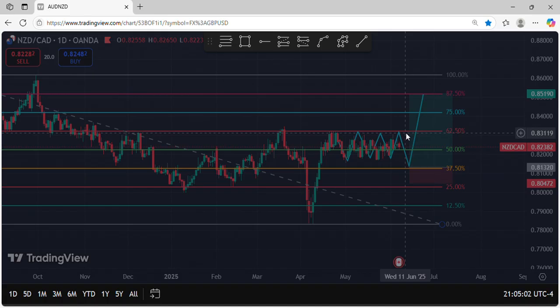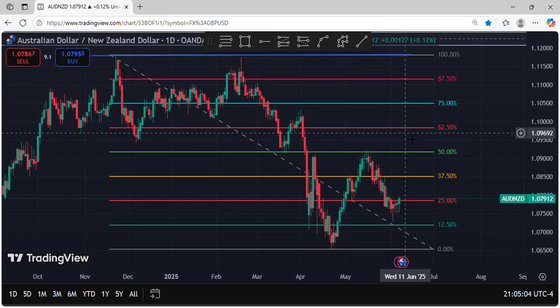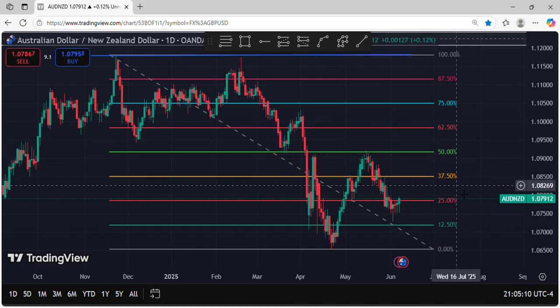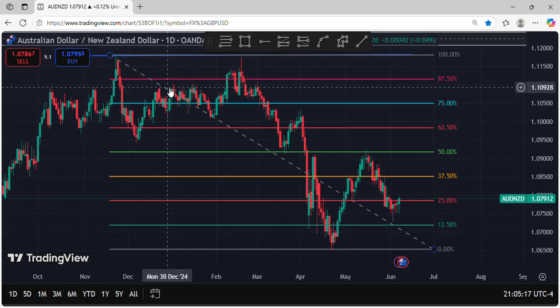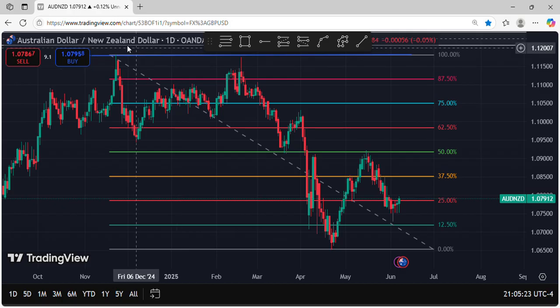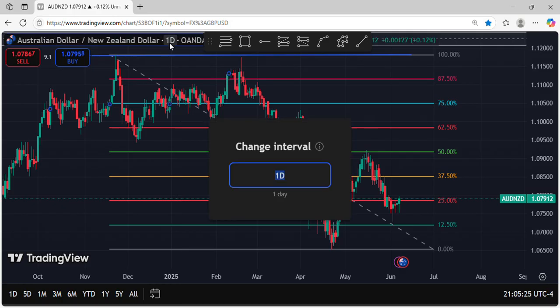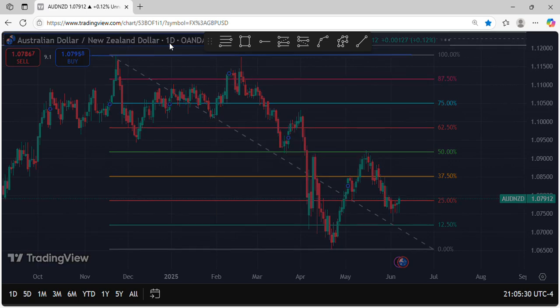Now we have the Australian dollar, New Zealand dollar, that's AUD NZD. Okay, that's AUD NZD. Now let us go into the weekly first and drop down into the lower time frames.